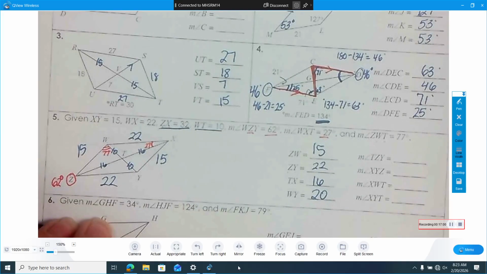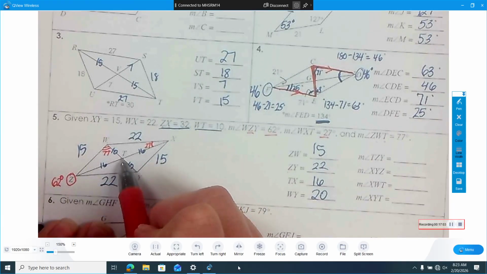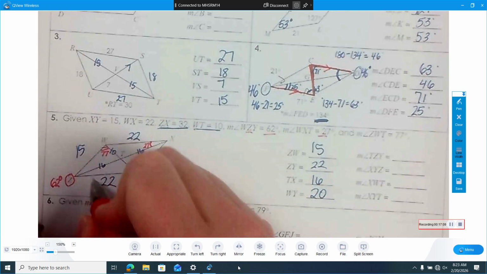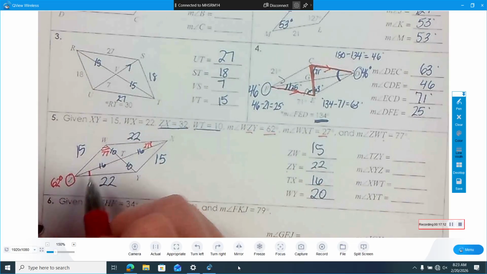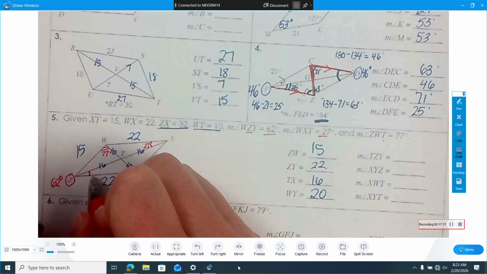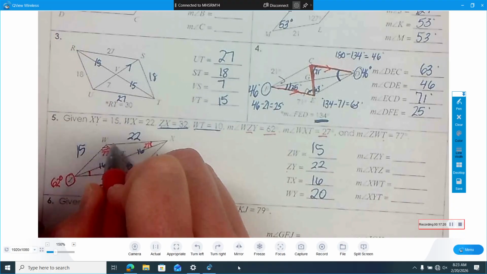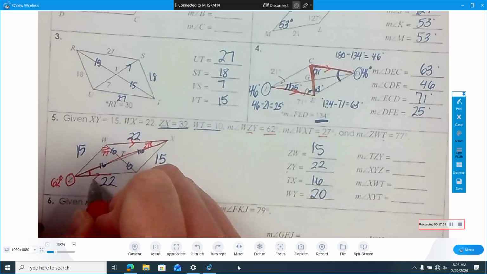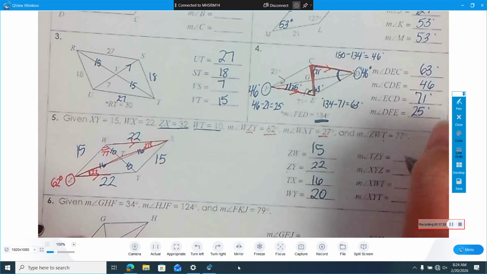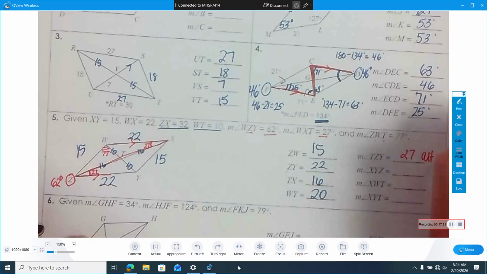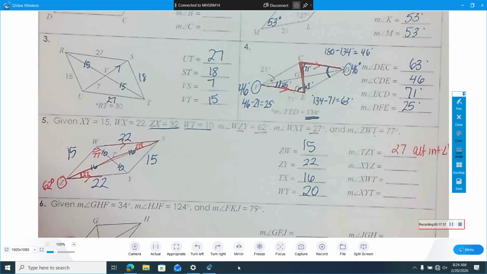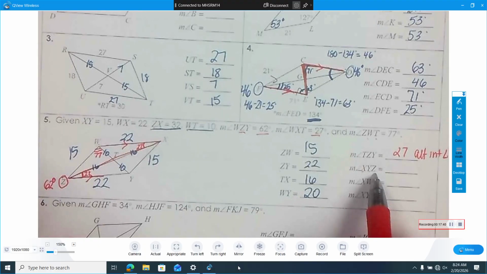Okay, let's look at our angles. TZY. TZY is right here. It's just that bottom portion. 27. Why? Because on the opposite other side, yeah, we got our alternate interior angles here. There's that Z shape. So that is also 27. Alternate interior angles. Maybe make a note of that.